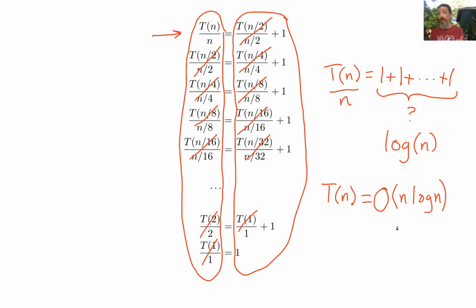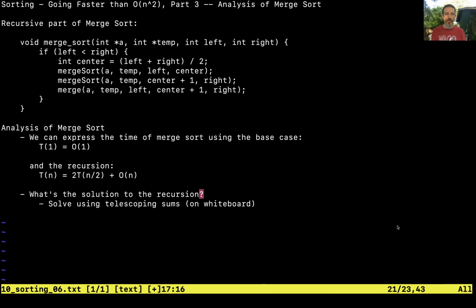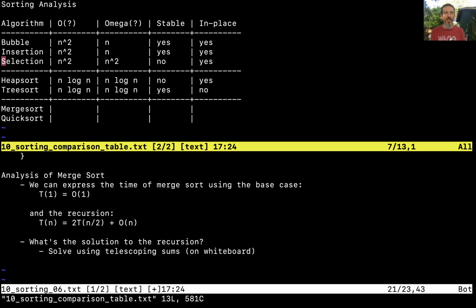As I said, this is a different type of analysis that used recursion and telescoping sums, which we haven't seen before, so I wanted to show this to you. So let's go back and look at our comparison table for sorting analysis. Merge sort. What's the running time? Well, we just saw this is n log n. What's the big omega? It's also n log n because there's no short-circuiting all these recursive calls that we're making, at least not in the code that we wrote.